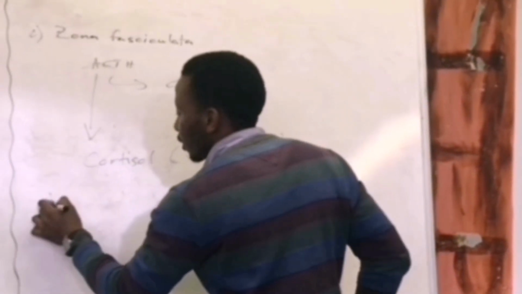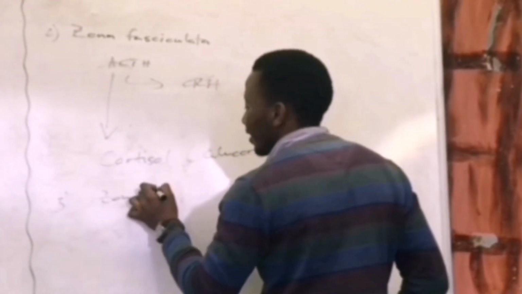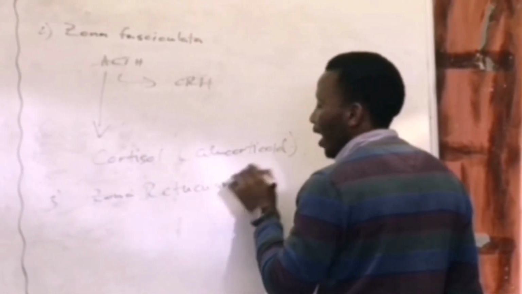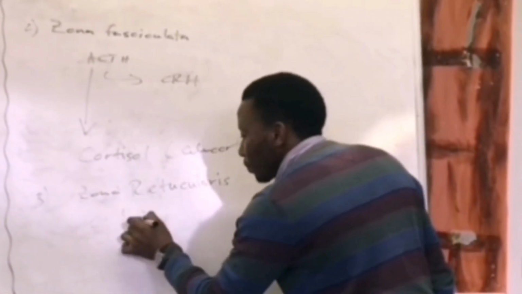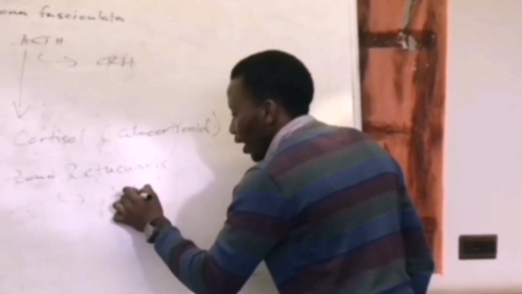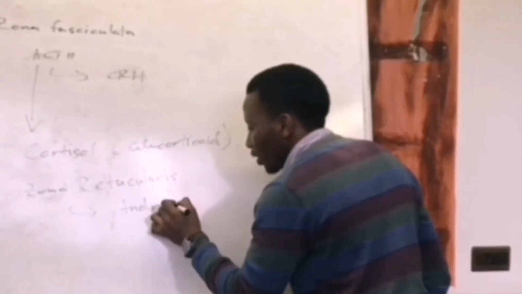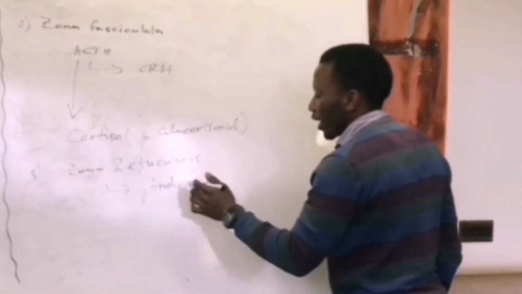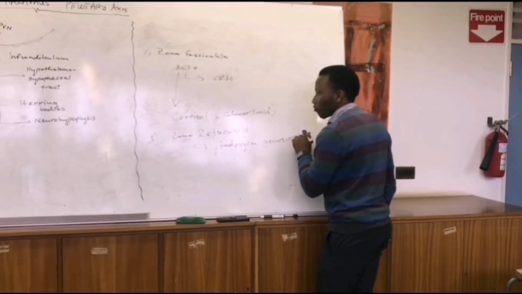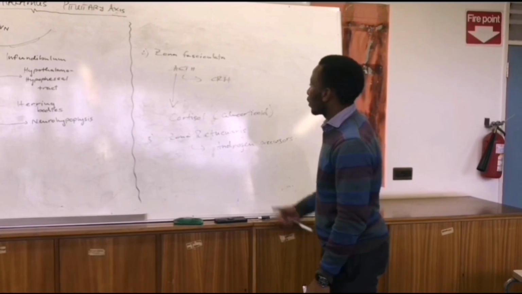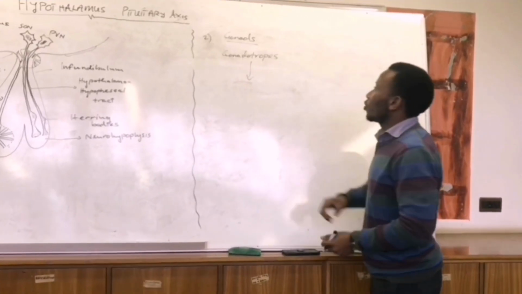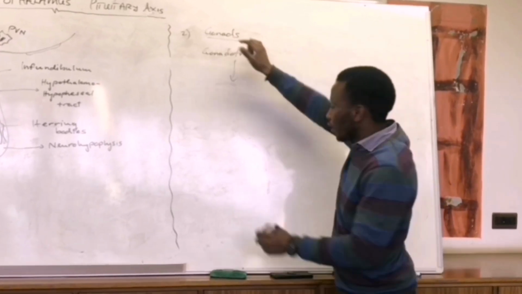The third portion, we call it the zona reticularis. The zona reticularis is going to produce what we call your androgen precursors. So these are your male hormones, androgenic precursors. This is it for the adrenal cortex, okay? All of them respond to ACTH. Okay, so now you have the gonads.